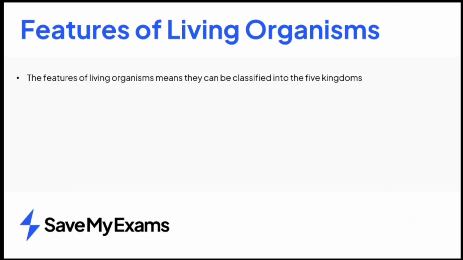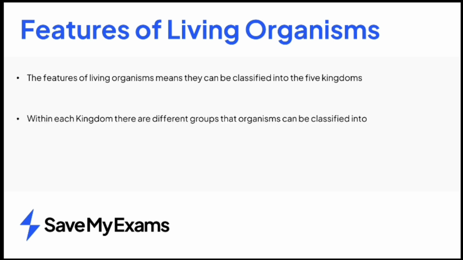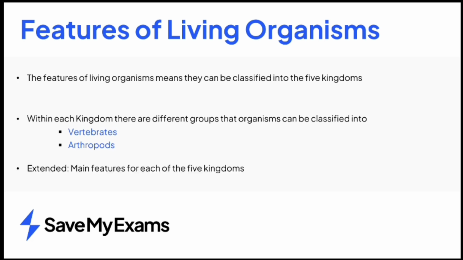In summary, the features that living organisms have can help us classify them into one of the 5 kingdoms. You need to know the features that help us classify organisms within the different vertebrate groups, and also the invertebrate group of arthropods. Extended students, you also need to know the main features for all the 5 kingdoms.